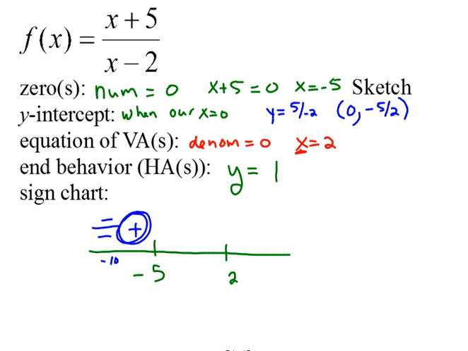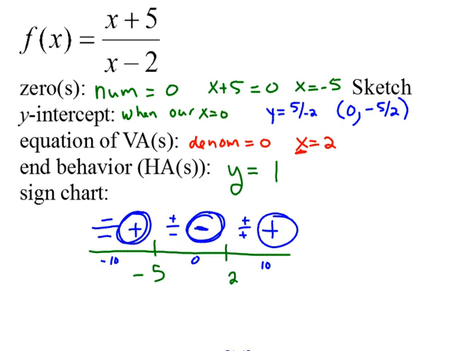Then pick a number between negative 5 and 2, which would be 0, so fine number. You have a positive 5 over a negative 2, which will result in a negative number. And then we have a big number past 2, 10's fine. We have 15 over 8, which is a positive number over a positive number, which results in a positive number.